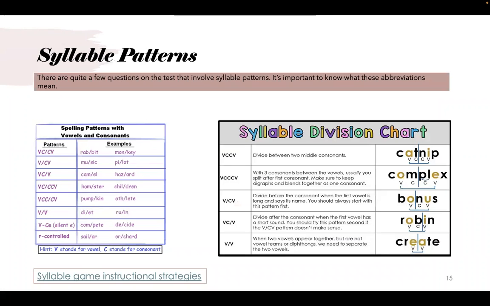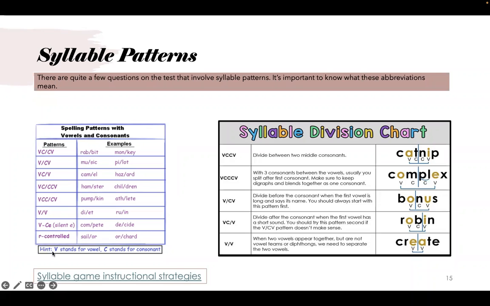Syllable patterns, and this is important. You will see this on the exam, ladies. There are quite a few questions on the test that involve these syllable patterns. So it's important to know what these abbreviations stand for. So you have VCCV: vowel, consonant, consonant, vowel. And then you have the vowel, consonant, vowel patterns.